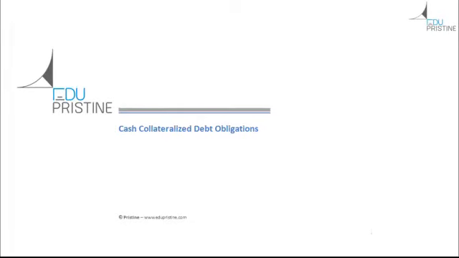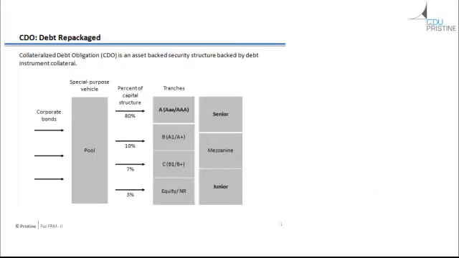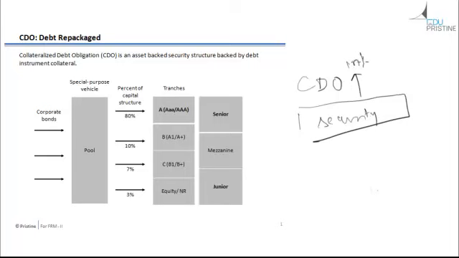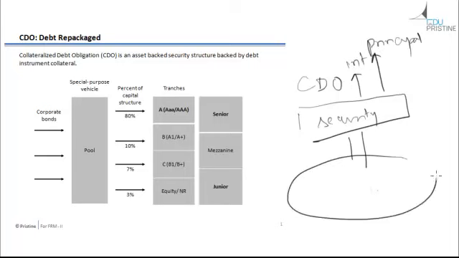The topic we are going to cover today is cash collateralized debt obligations. To begin with, a collateralized debt obligation is a general term used for an asset-backed security that pays principal and interest from a collateral pool of debt instruments. Thus, a CDO is nothing but a security which would pay me interest and principal from an underlying pool consisting of another set of securities. This is the basic CDO structure.